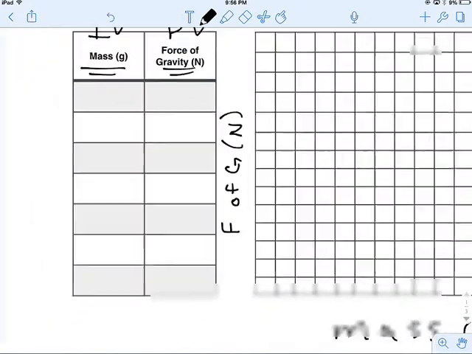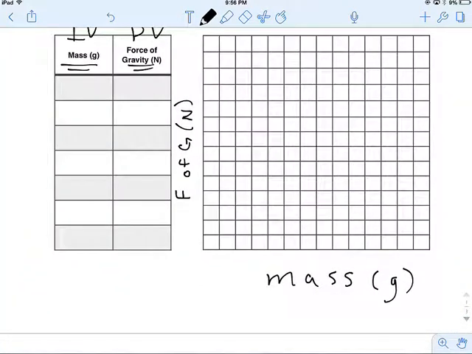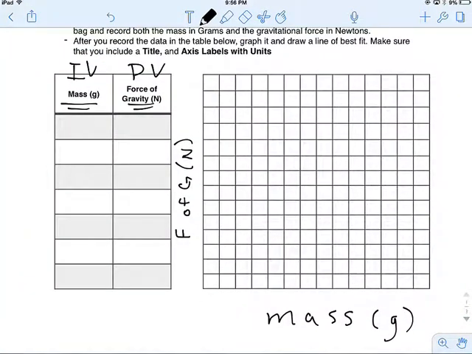Please write out force of gravity. I'm sorry, I'm trying to make this quick and my handwriting is bad, but write out force of gravity. You have to scale that appropriately and then get your dots on there. But first, we need to fill in this table. You need 7 different data points, and there's a whole bunch of weights up front for you to get 7 different masses. I'm going to show you a quick demonstration.